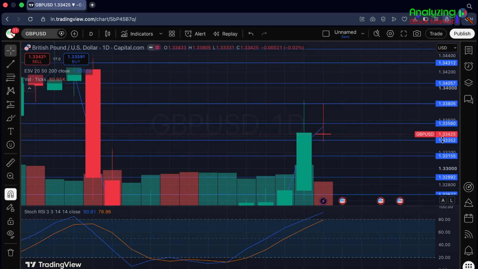So here, 1.33425 is the closing. Here the direct support is 1.33352. Direct resistance is 1.33560. After direct support, there is a support of 1.33155 and then 1.32892. After direct resistance, there is a resistance of 1.33805 and then 1.34057. So these are the important support and resistance zones which will help you to take better stop loss and target levels according to your bias for this week.